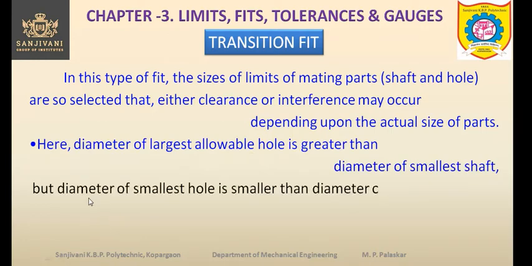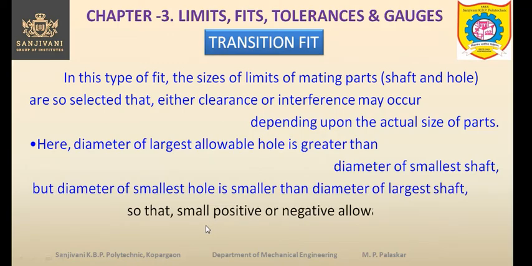But the diameter of the smallest hole is smaller than the diameter of the largest shaft. That means if the hole is smallest and shaft is largest, then the hole will be smaller than the shaft, or the shaft will be larger than the hole.